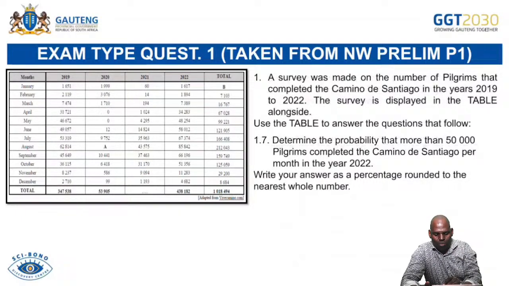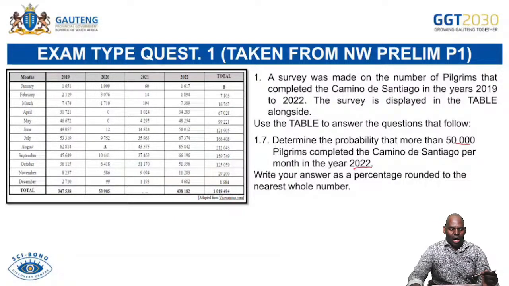Determine the probability that more than 50,000 pilgrims completed the Camino de Santiago per month in the year 2022. So now in this case, we go to the year 2022. There's the year 2022, and then we check. Determine the probability that more than 50,000 pilgrims completed per month in the year 2022. More than 50,000. Now, how many values are more than 50,000 in this case?